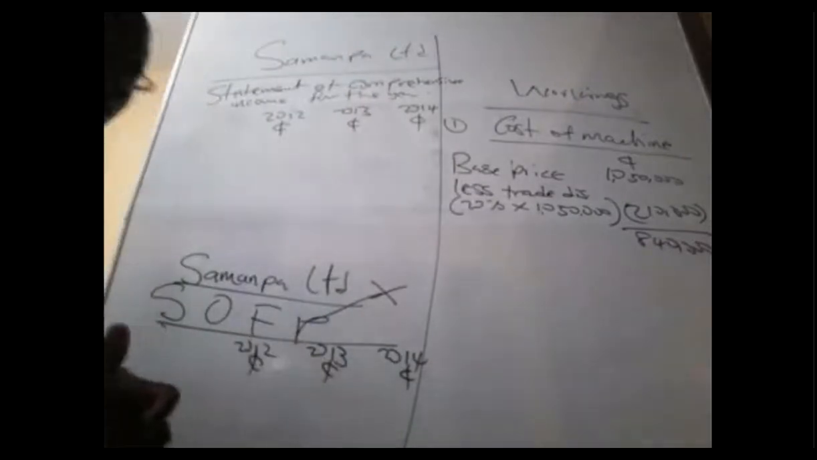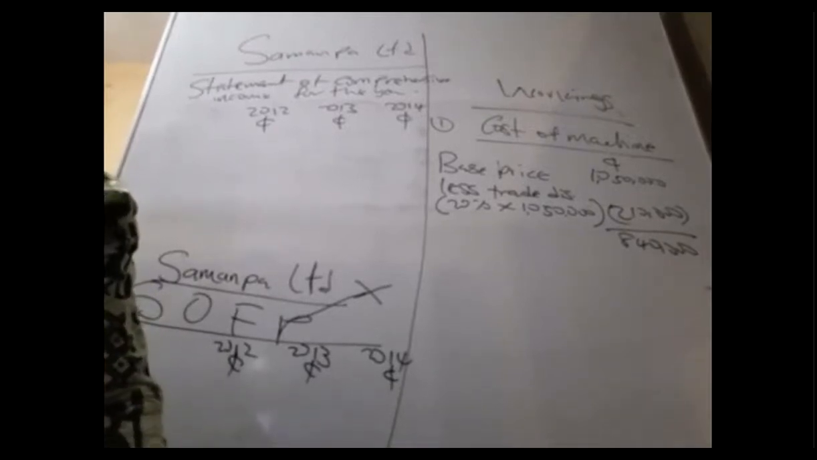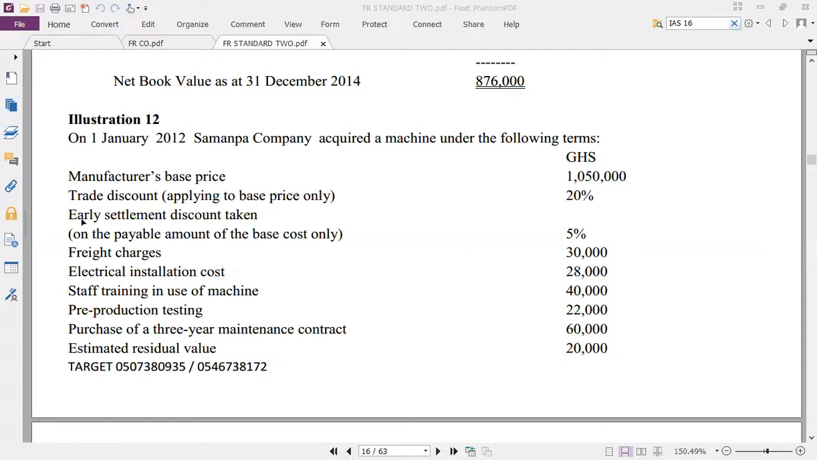840. Look at 840. That's a payable amount. We call it payable amount. Then we quickly move again to pick the remaining one. Early settlement discount taken on the payable amount of the base cost only.